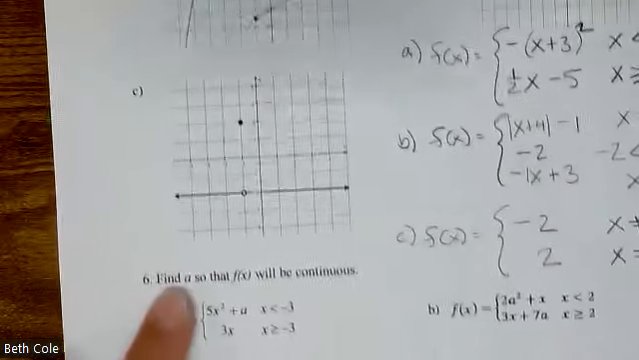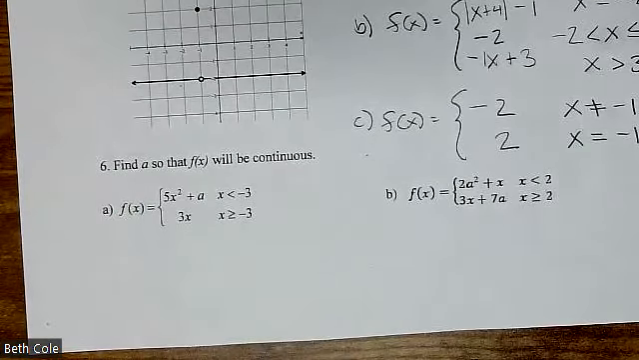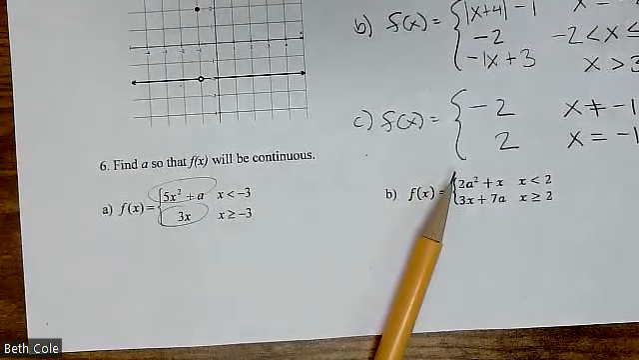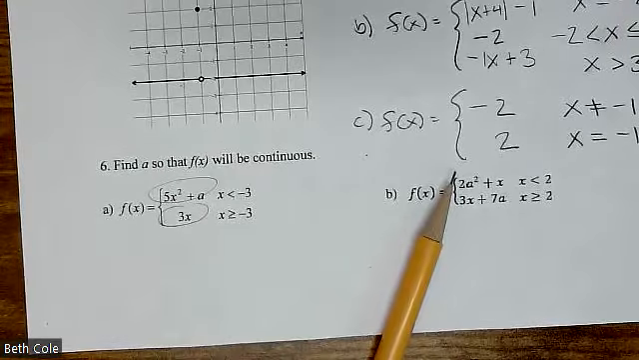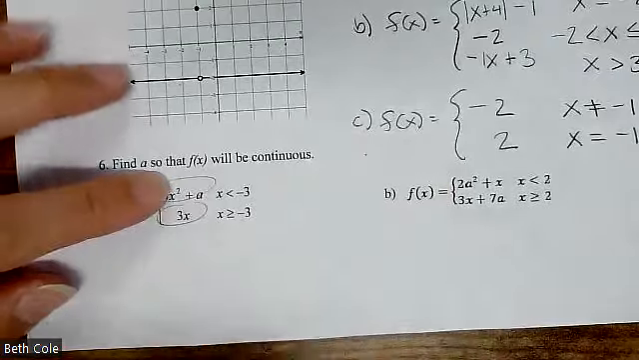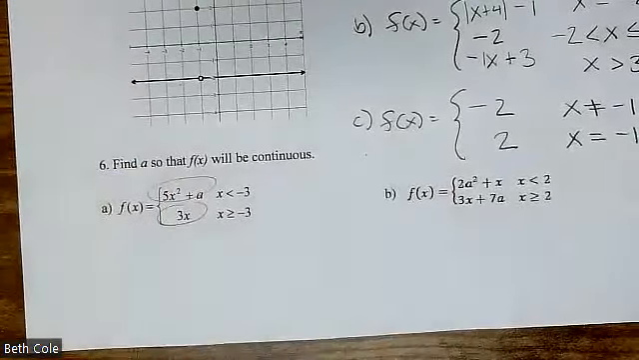Find a so that the graph will be continuous. What that means is you want the two pieces to do what? Meet up, right? So intuitively, what do you think you want to do with these two things? You want them to meet up. What should you do with them? What should we write on our paper? Make them equal each other.